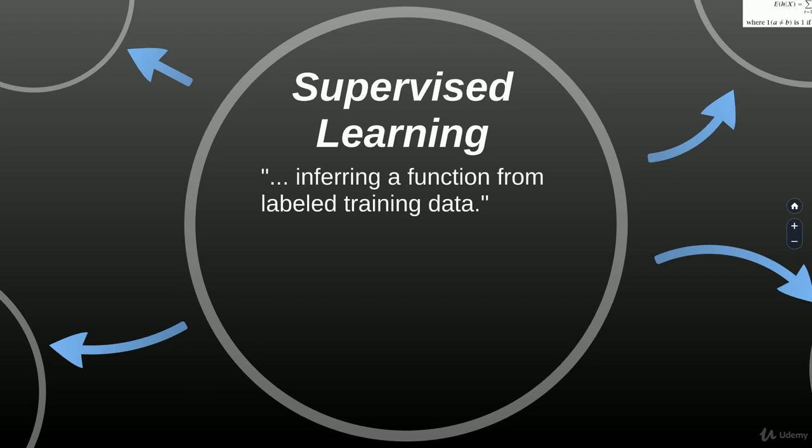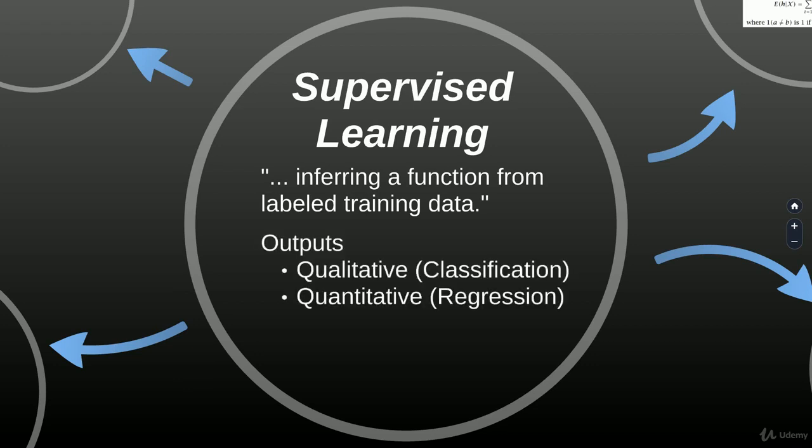There is a distinction in supervised learning between the outputs. We have qualitative outputs and quantitative outputs, and this distinction has led to a naming convention for the prediction task: regression when we predict quantitative outputs, and classification when we predict qualitative outputs. So we're going to dive into those in more detail.